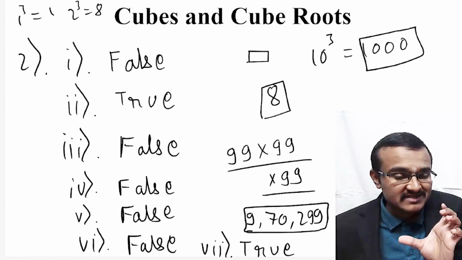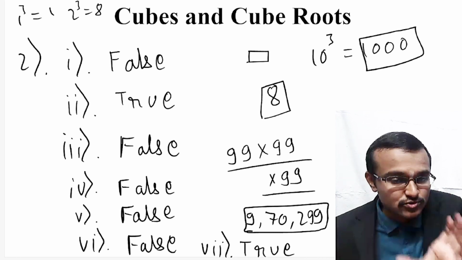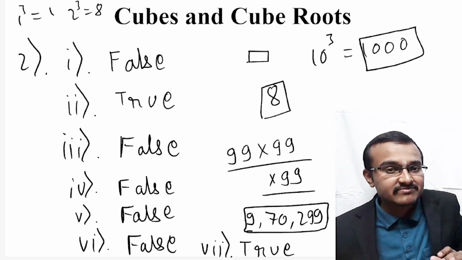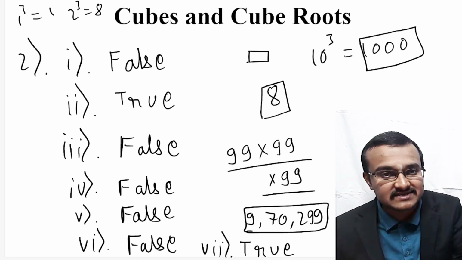So in this second question, only the second and seventh statements are true. All the remaining statements are false. So this is all there is in this exercise 6.2.